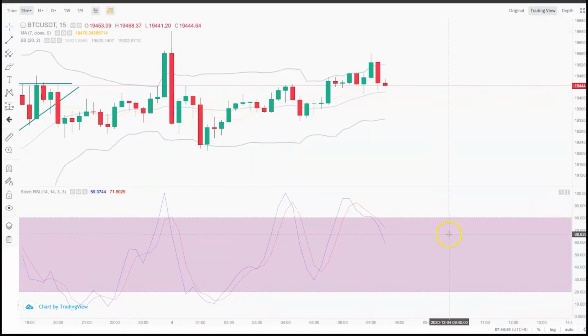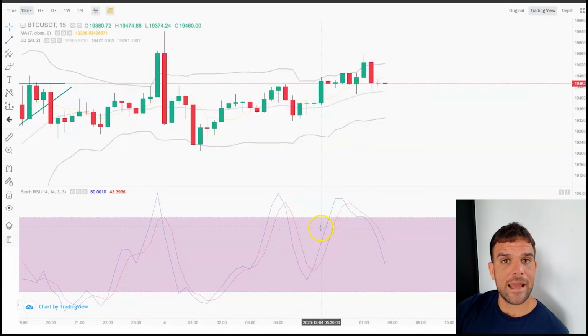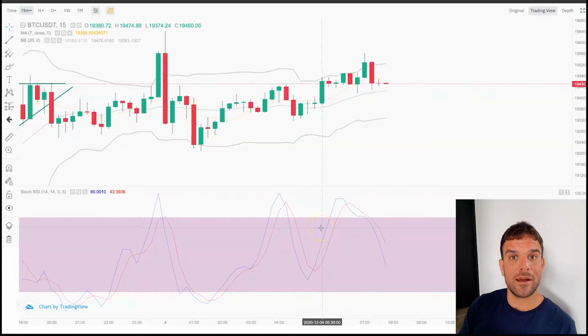On the top end of the index, 80 to 100, this is the overbought region. And again, if something is overbought and the price is quite high, people are going to be looking to sell. Obviously, when we're talking about futures and buying and selling, we're referring to opening and closing positions.